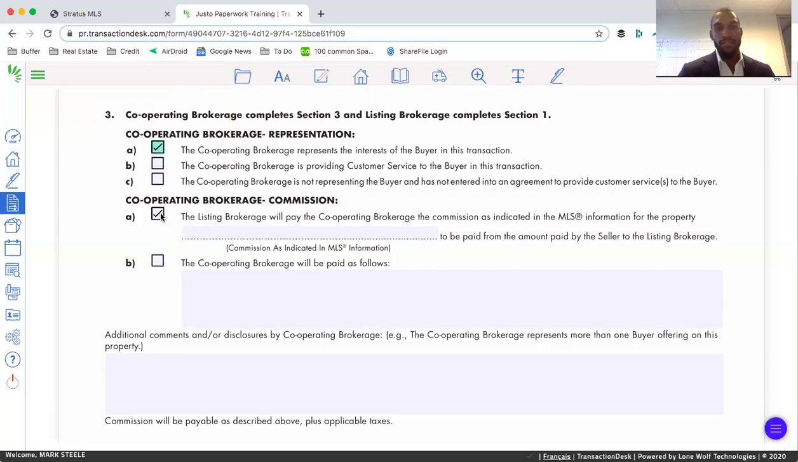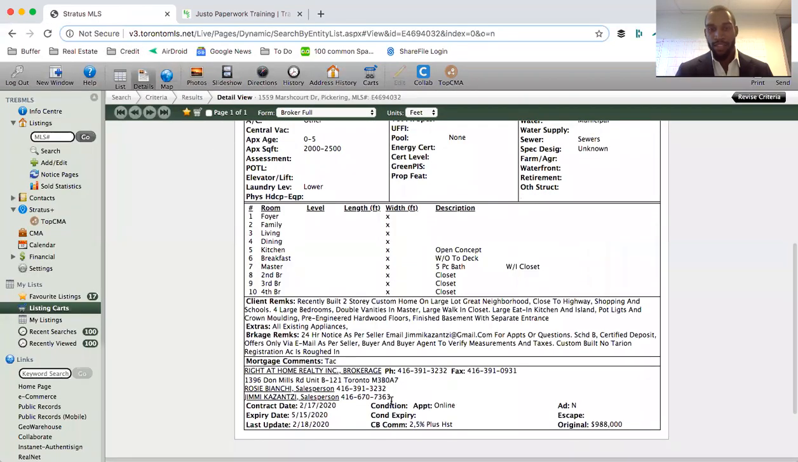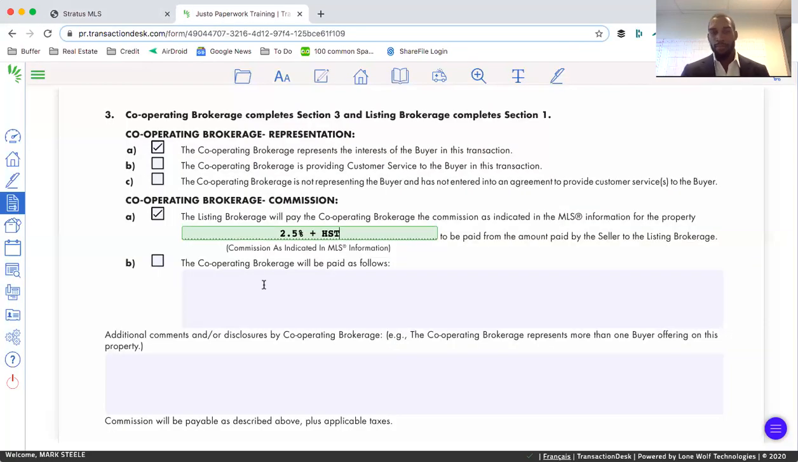And for this section here, again, very typically, we're going to mark off box A because we're going to be paid a very specific commission based on that listing agreement or the listing on the MLS. So normally it's going to be 2.5% plus HST, or it could be 3%, or it could be 1%. Whatever the listing says is what we're going to ask for. So this listing in particular says 2.5% plus HST. Okay. If there were a different type of agreement, we might put that in this box here.